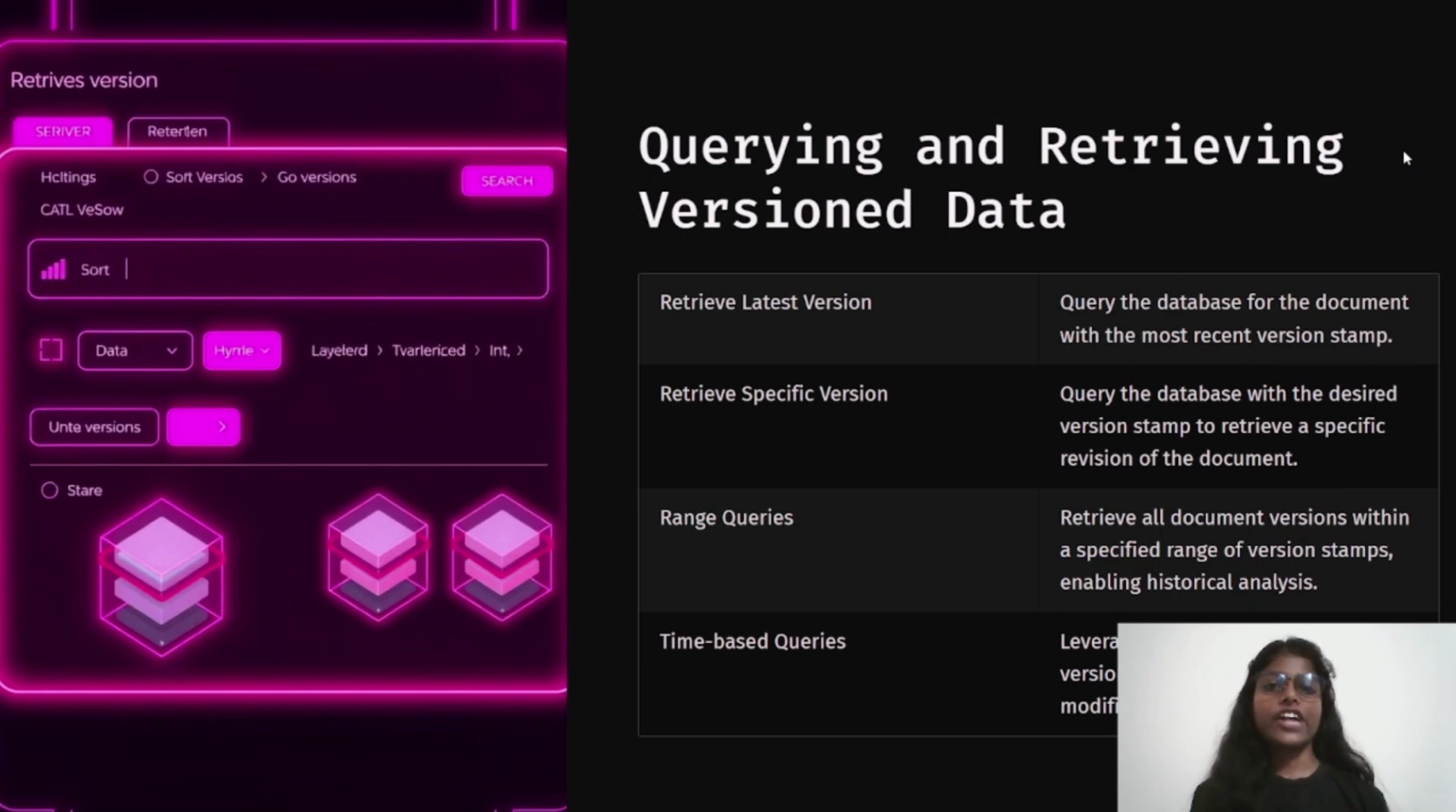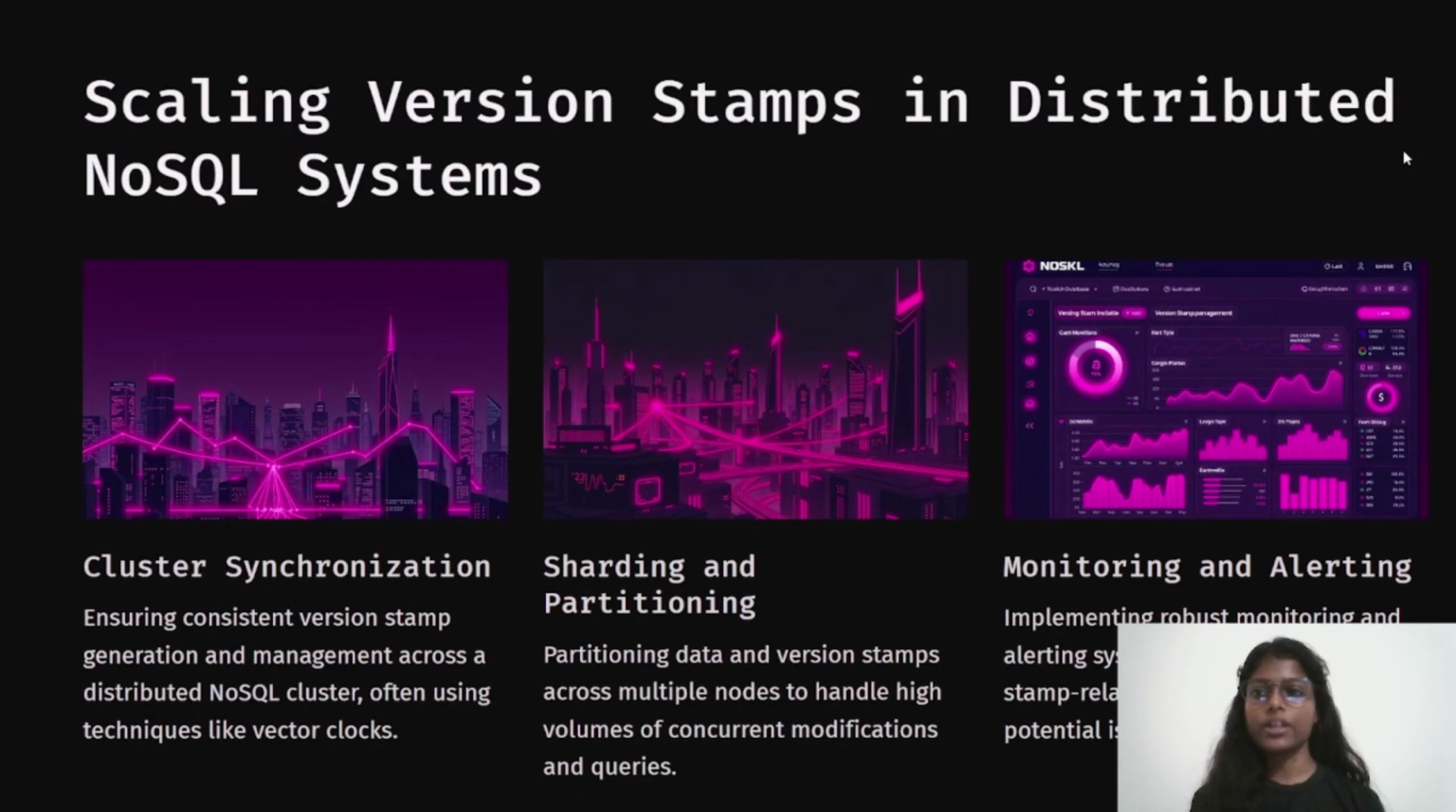Querying and retrieving version data. Retrieve latest version: query the database for the document with the most recent version stamp. Retrieve specific version: query the database with the desired version stamp to retrieve a specific revision of the document. Range queries: retrieve all document versions within a specific range of version stamps, enabling historical analysis. Time-based queries: leverage the timestamp component of version stamps to retrieve documents modified within a given time period.